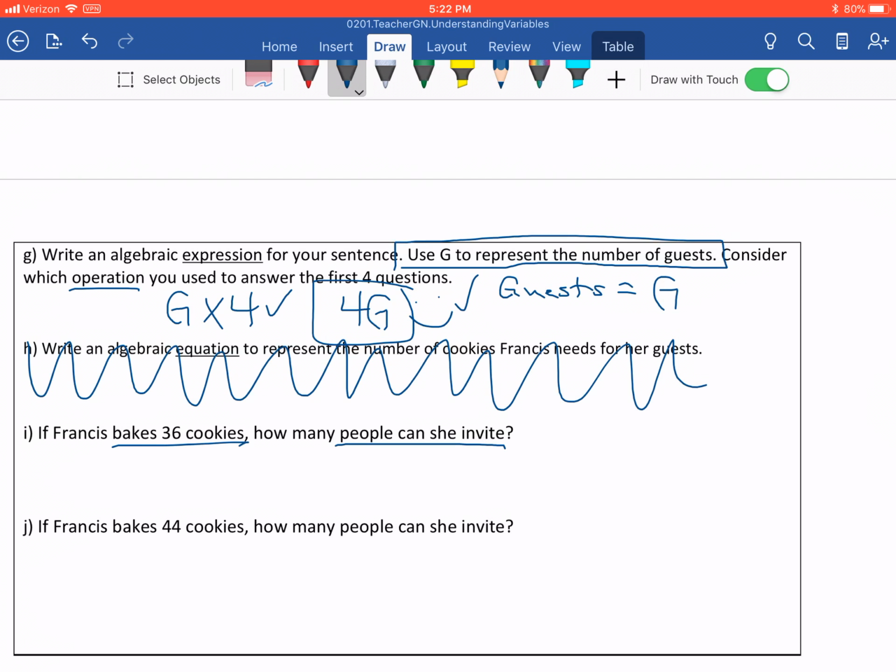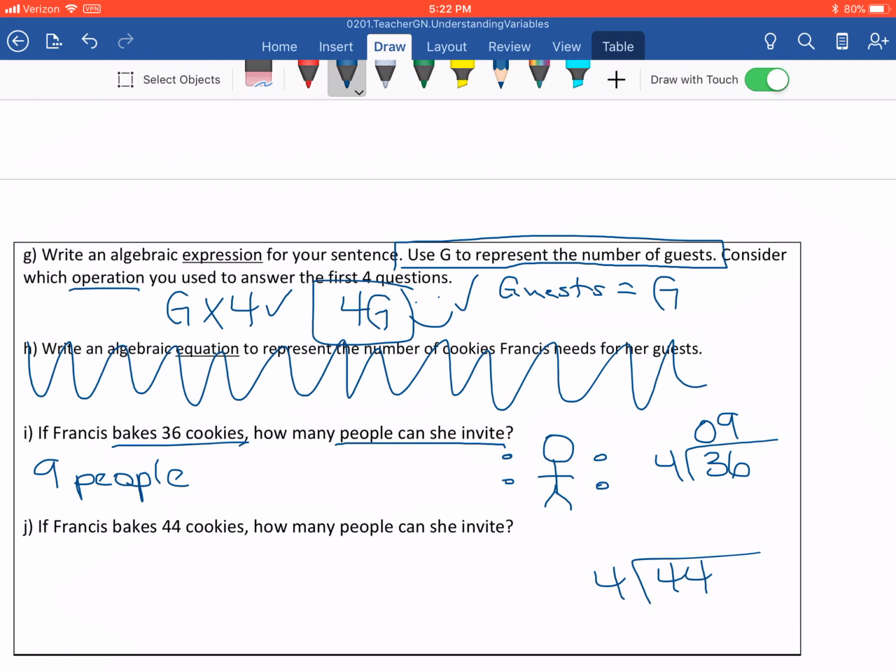Now I instead need to think, well, one person can get 1, 2, 3, 4 cookies. How many groups of 4 cookies would it take to get to 36? Well, 36 divided by 4. Hopefully we just have that memorized. Gives us 9. So how many people can she invite? 9 people. If Frances bakes 44 cookies, how many people can she invite? Well, same thing. I still have 4 cookies per one person. 44 divided by 4 gives me 11.